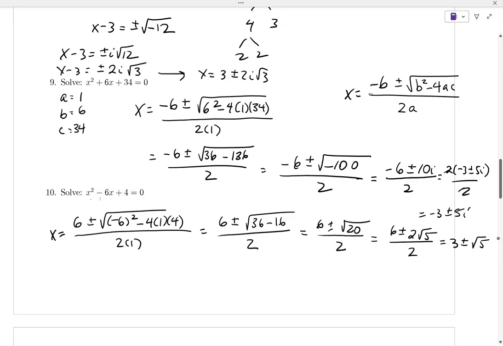If you break down 20, that's 2 times 2 times 5. So you get a 2 root 5. And then you can factor out a 2 and cancel that as well. So you get 3 plus or minus root 5.